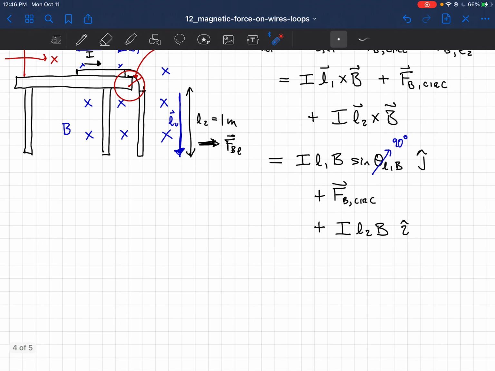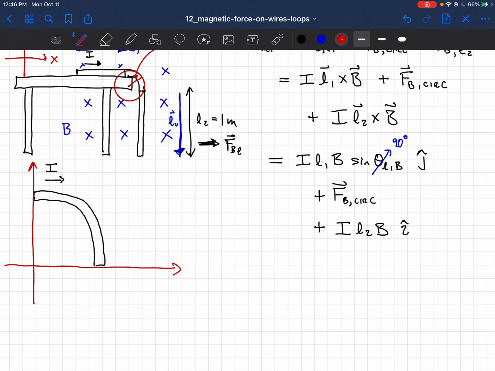So if we consider only that circular part, it's a quarter circle, looks something like this. It's going to have an I that points along the curve there. And maybe I should place it on a coordinate system. That might be useful. So I'm going to do that for now. Now, what is the direction of the force on this thing? Well, let's just consider an arbitrary chunk. So we're going to chunk it up. So let's consider this chunk here. So that's going to have a little delta L vector.